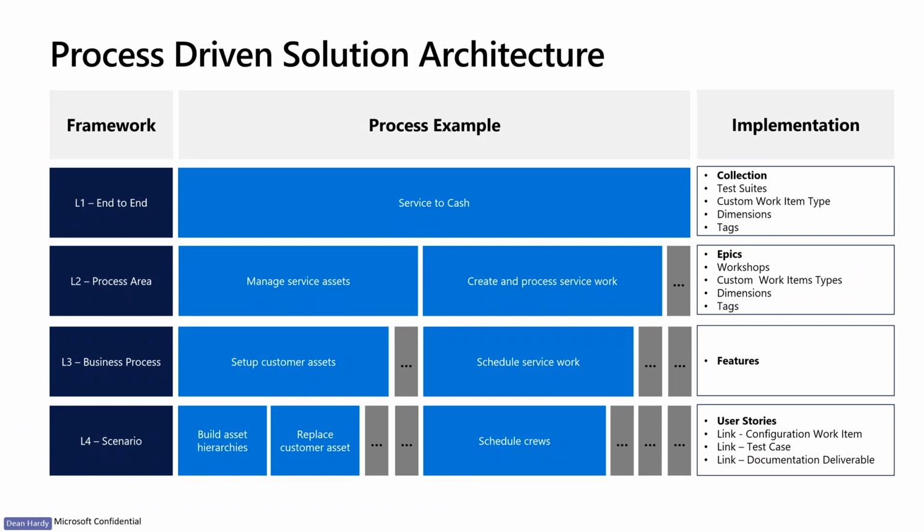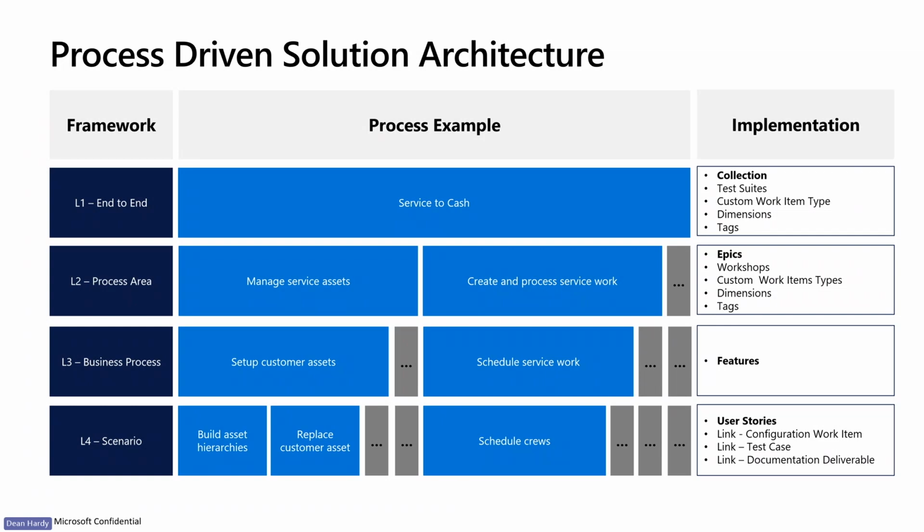Examples of process areas in service to cash are manage service assets and create and process service work. Process areas will be represented in the ADO process catalog as epics. During an implementation, these are the items you'll use to represent workshops.